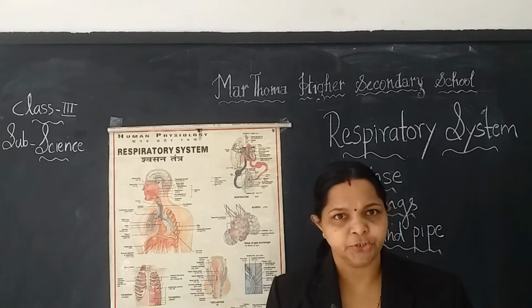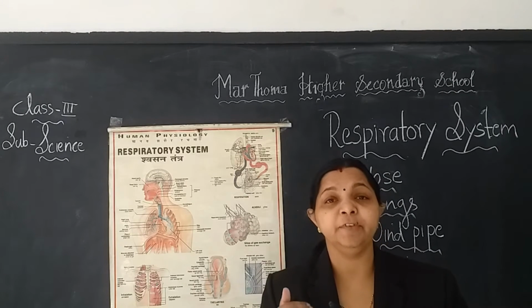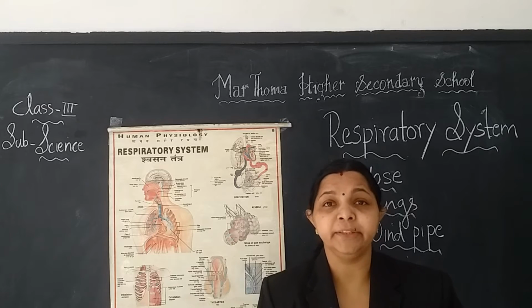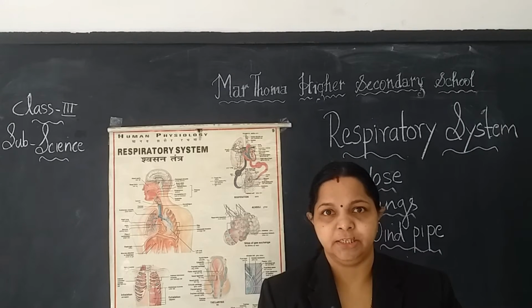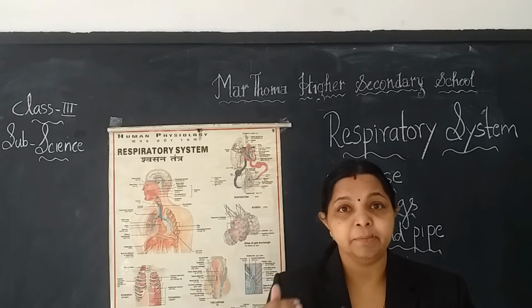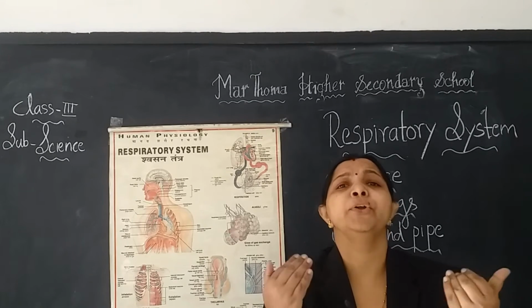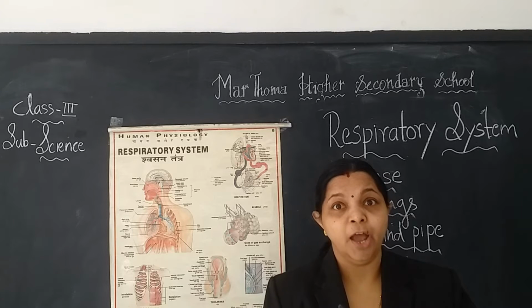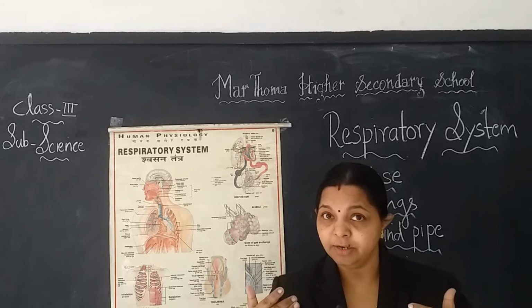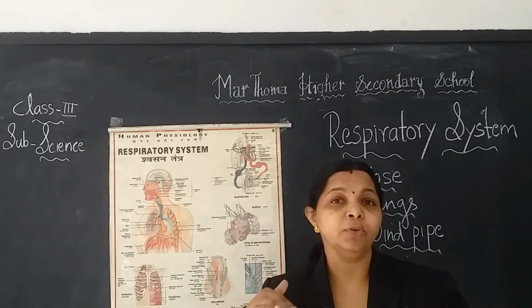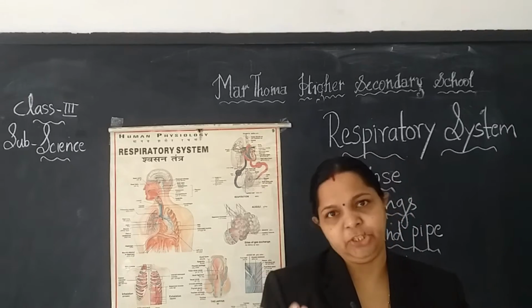Before going to the respiratory system, we should know what we mean by breathing. Already in your previous lesson, we have studied that breathing is one of the most important characteristics of all living beings. All human beings, animals, plants, insects are breathing. So what is going on in the process of breathing? We are taking air rich in oxygen from the atmosphere, and we are giving out carbon dioxide. That is the major process taking place during breathing.